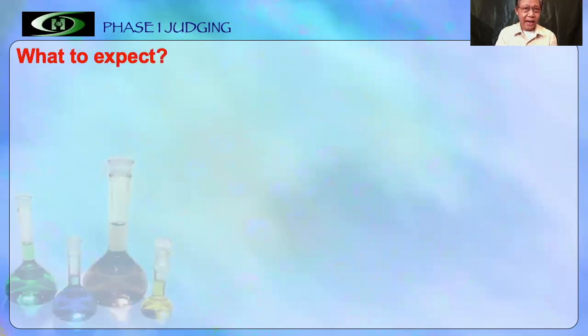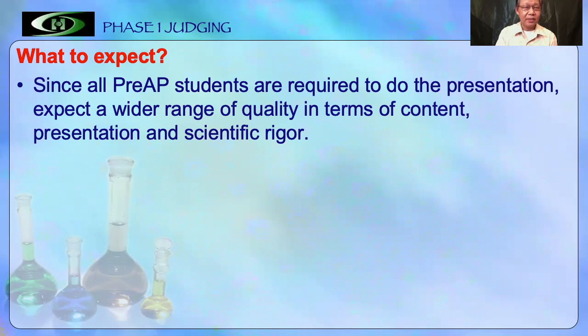What do you expect out of the phase one judging? Well, because this is equivalent to the classroom level presentations and competition, I would caution you not to get your expectations very high. No one has actually seen their presentations yet. So don't expect that all the projects are going to be high quality. Some students are actually just doing this for requirement purposes. And so while every student is required to do the project, a lot of them are probably going to be doing it for compliance. So expect a very wide range of quality in terms of content, in terms of presentation, and in terms of scientific rigor.